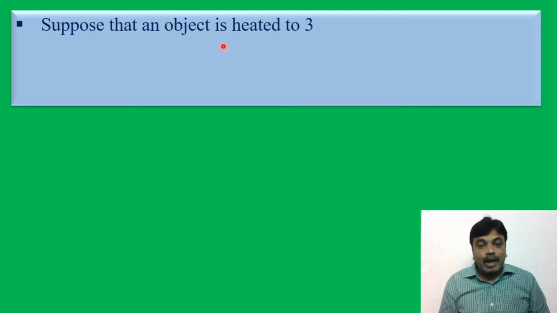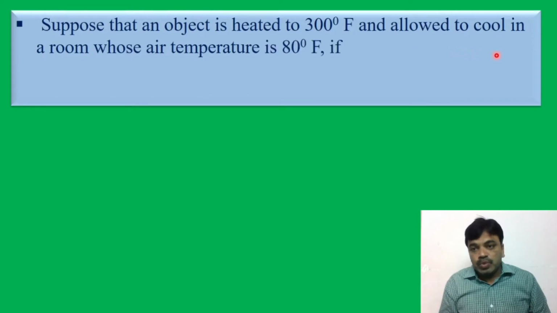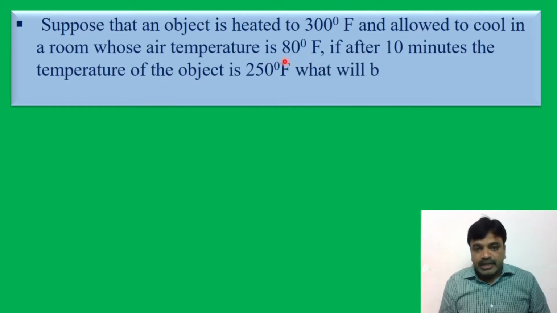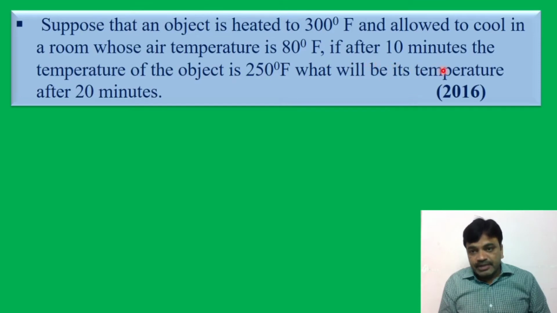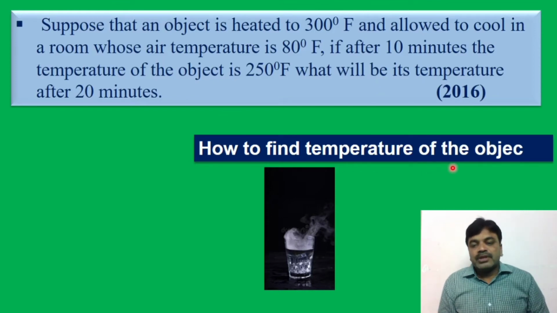Suppose that an object is heated to 300 degrees Fahrenheit and allowed to cool in a room whose air temperature is 80 degrees Fahrenheit. If after 10 minutes the temperature of the object is 250 degrees Fahrenheit, what will its temperature be after 20 minutes? What are we first finding here? The temperature of the object. How do we find the temperature of the object, and which is the suitable method to solve this problem?